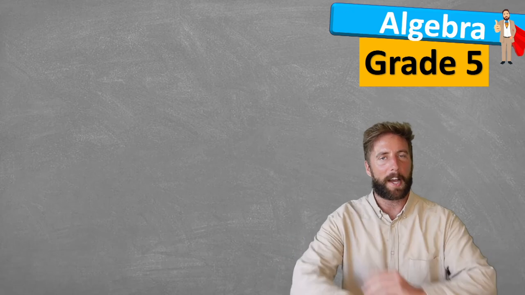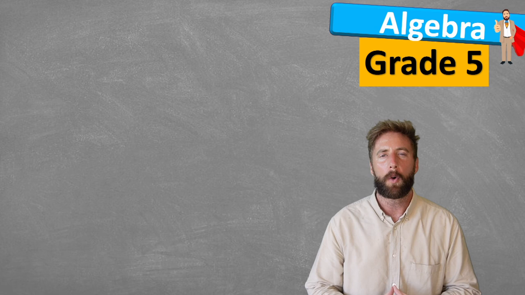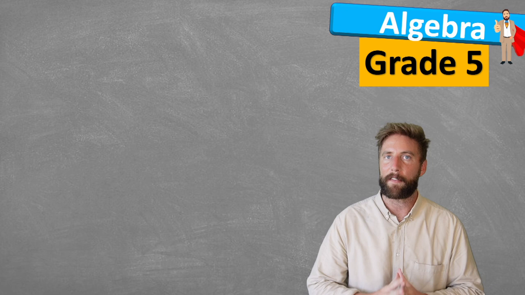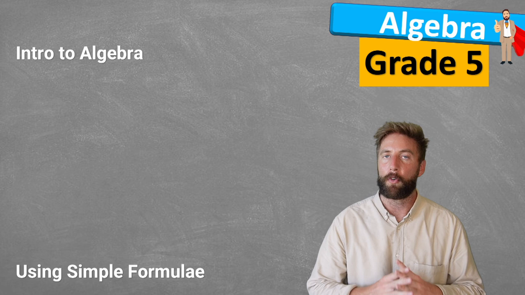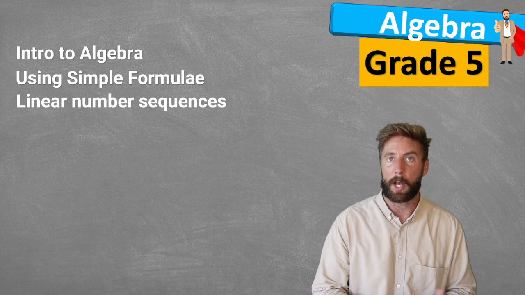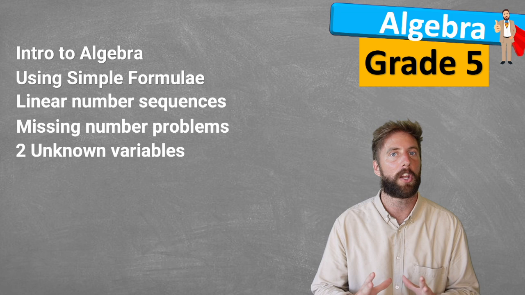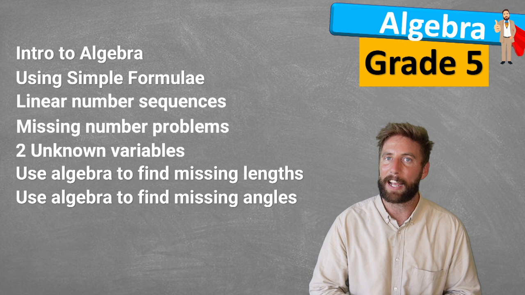Today we are starting something pretty cool. We are starting our Year 6 Algebra. And in this lesson, we're going to cover 7 units, starting from an introduction to algebra. Then we're going to look at using simple formulae. Then linear number sequences. Then we're going to look at how we can use algebra to help us with missing number problems. Then we're going to look at 2 unknown variables. And then we're going to look at using algebra to help us find missing lengths, and how to find missing angles. So let's waste no time, let's get into Unit 1, which is an introduction to algebra.